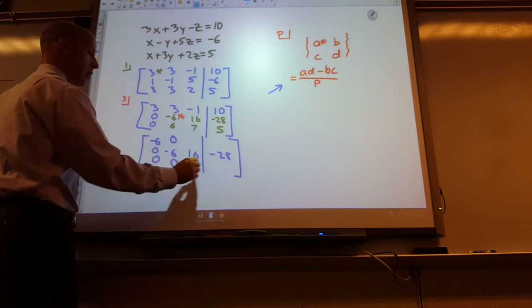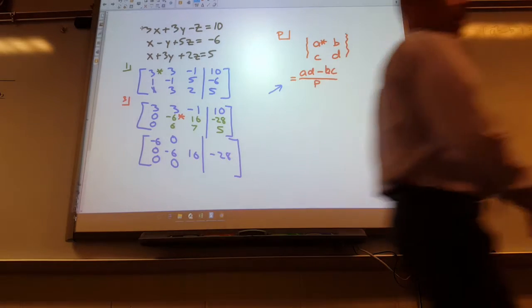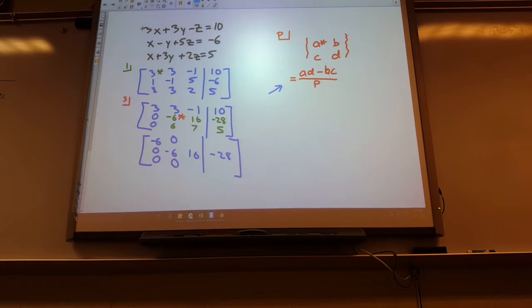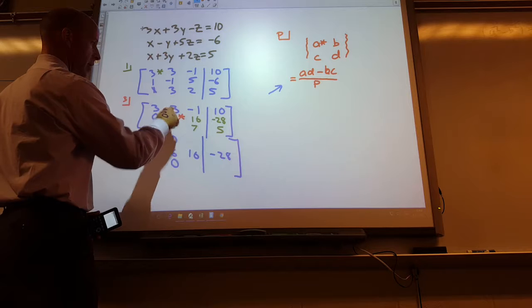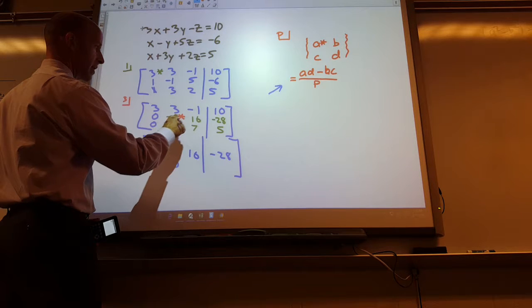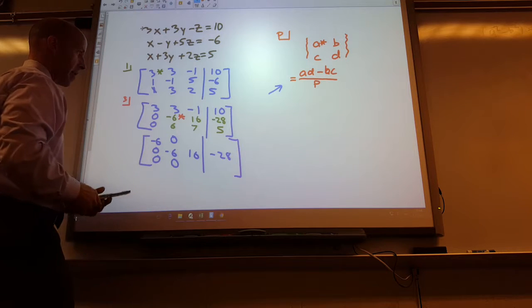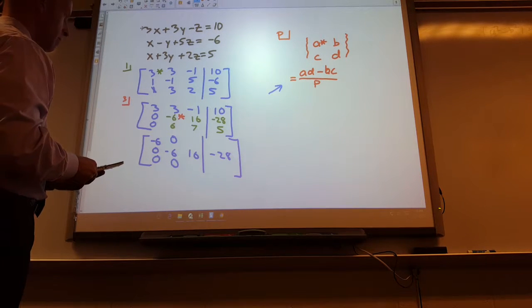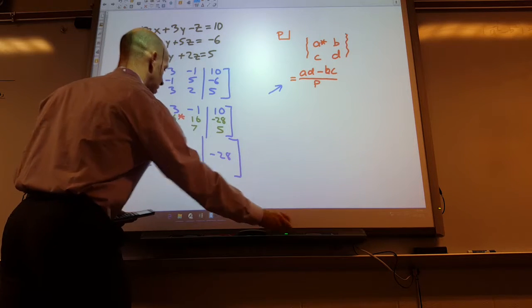So now I have 1, 2, 3, 4 things I'm going to do, and I'm going to go run and grab my calculator so that I don't make a careless mistake. Okay, to get this number here, our pivot here is negative 6. So to get this number, I'm going to go negative 6 times negative 1 minus 3 times 16, and then divide that by 3. The answer is negative 14, and I'll write that in green.